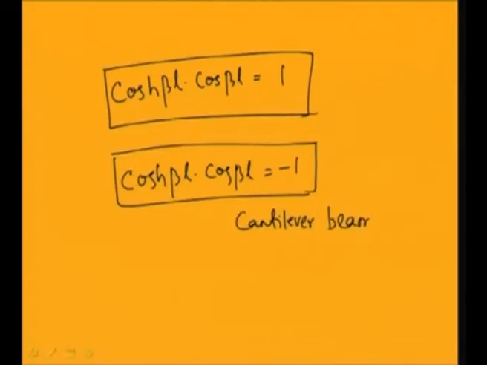So in case of a cantilever beam, that is when one side is fixed, this expression was cos beta L cosh beta L equal to minus 1, and in case of a fixed beam, the expression is cosh beta L into cos beta L equal to 1. So in this case you cannot get the expression for beta L easily. You have to solve it numerically to obtain the solution for beta L.